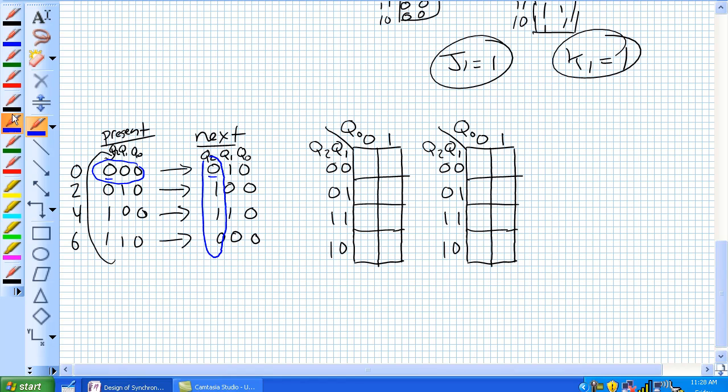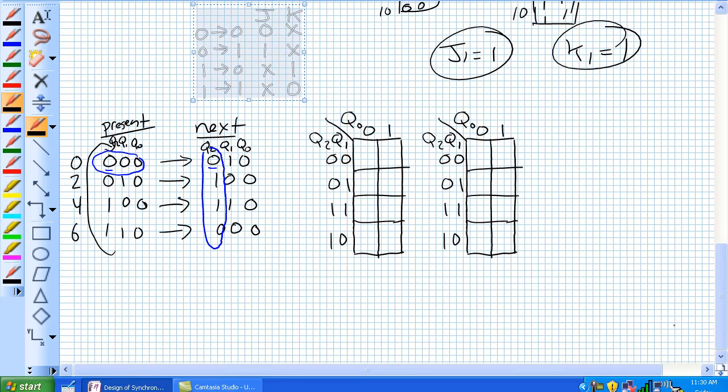Let's draw our handy dandy little diagram right here. You should always have this with you. It shows us all 4 possible combinations of transitions and what the J and K inputs should be for that stage. So 000, and Q2 was a 0, and it stays a 0. So we're right here. J2, K2: J is a 0, K is don't care.